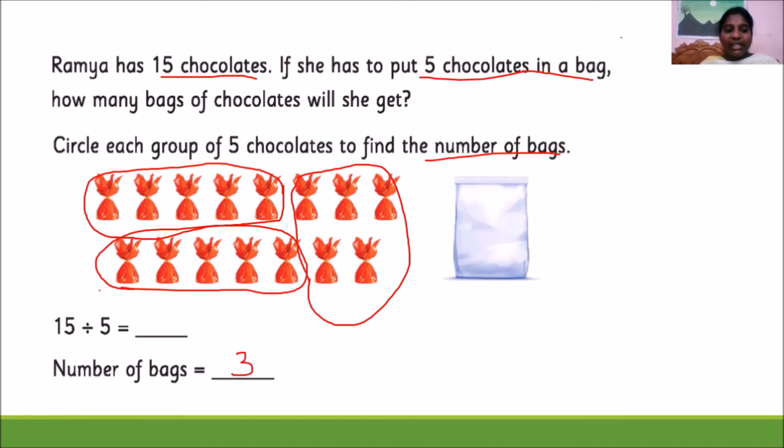Next you have to solve the division fact. 15 is the total number of chocolates. 5 is the number of chocolates in each group. So 15 divided by 5 equals, here we have to write how many bags are needed. The needed bags are 3. Very good. So the division fact is 15 divided by 5 equals 3. The number of bags needed is 3.